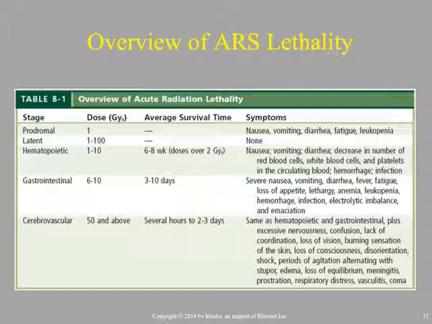Here are some dose thresholds, and this comes from our textbook also. So at about 1 gray, and this is page 164 in our textbook, we'll see initiation of a prodromal phase, which is really fun stuff like nausea, vomiting, diarrhea, fatigue, leukopenia, those kinds of things. Your body, like your midbrain, is saying, I don't know what the heck just happened, but I think I was exposed to something that made me feel sick.